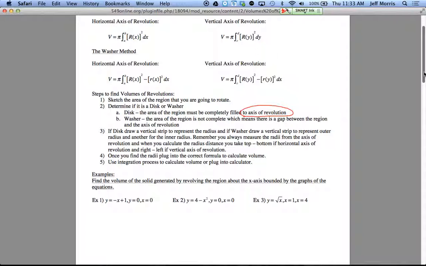Yep. It's a washer if the area of the region is not complete, which means there's a gap between the region and the axis of revolution. And if there's a gap, I don't care if there's just a little gap, I don't care if there's only a gap at the end. If it's flush all the way up until you get to the end and it's not touching there, if there's a gap anywhere, then you have to do a washer. You have to carve part of it out. Sometimes just imagine a cylinder and carving. You ever taken a big tub of ice cream and carved out part of it? You didn't stamp all the way through it to get your ice cream out, did you? You just carved out the top. That's really what we're doing here.